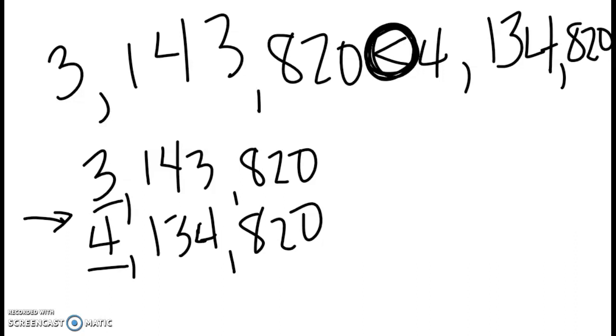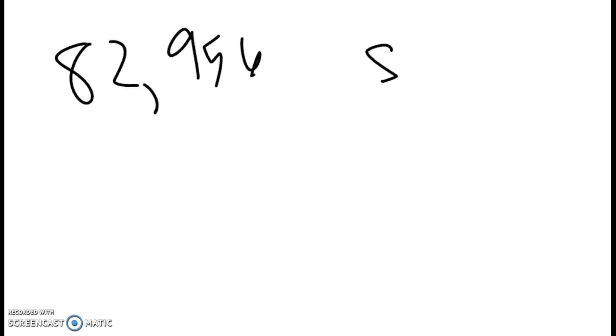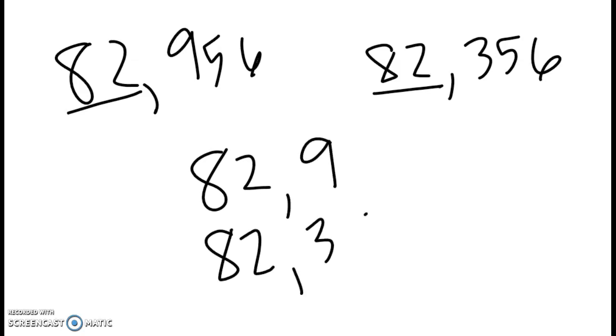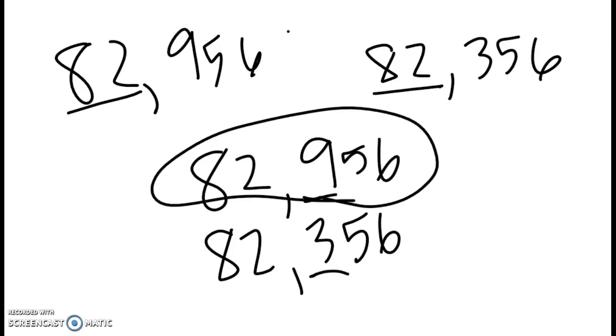And like I said, if it's a tie, I know I said I was going to do one more. Sorry about that. Say I have something like 82,956, 82,356. Okay, well, they're both tied with the 82,000s. So then it comes down to the hundreds place. And 900 is bigger than 300. So then this number is greater than the other number.